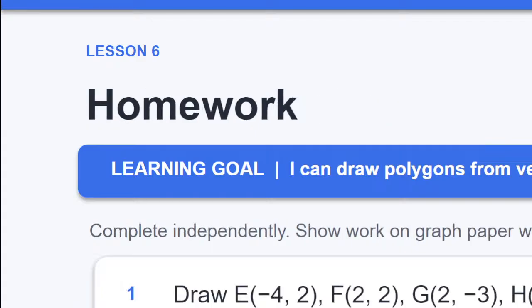Homework number 1, draw E (-4, 2), F (2, 2), G (2, -3), H (-4, -3). Number 2, find EF. Number 3, find FG. Number 4, find the perimeter of EFGH. Number 5, coordinates of 5 vertices. What are its three?